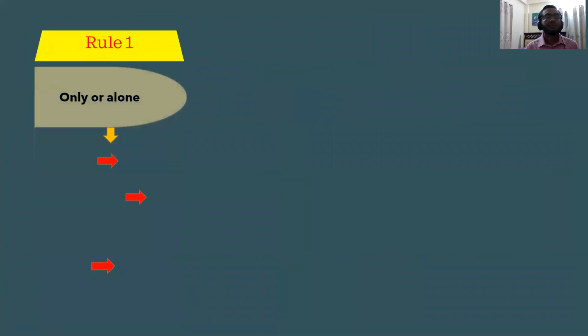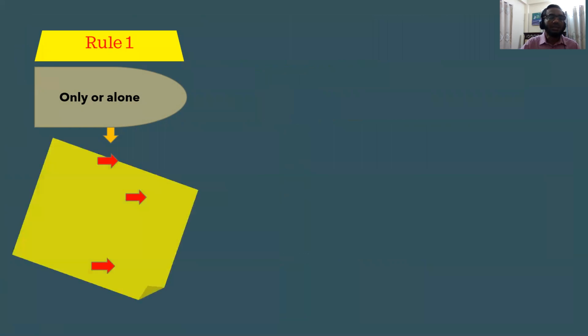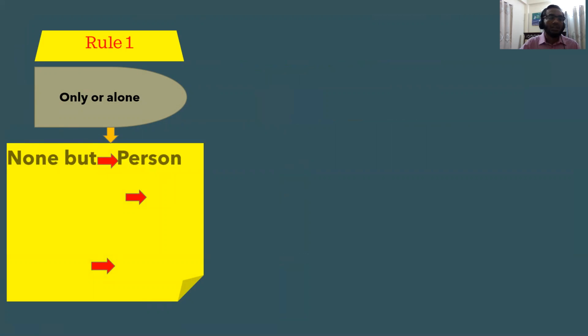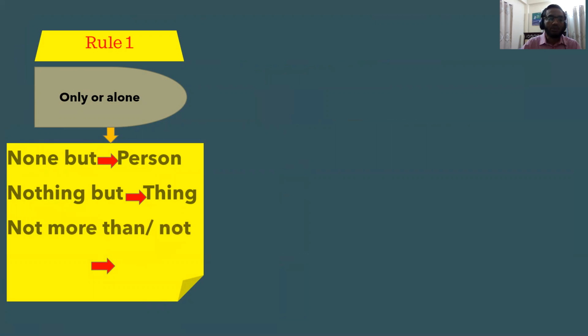Now, rule 1. That means I'm going to give you some rules on how to change affirmative sentences into negative sentences. The first rule is: only or alone in the affirmative sentence is replaced in the negative sentence by none but in case of person, nothing but in case of thing, not more than or not less than in case of number.